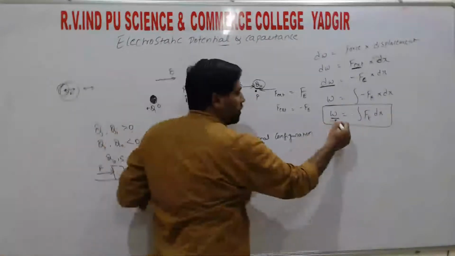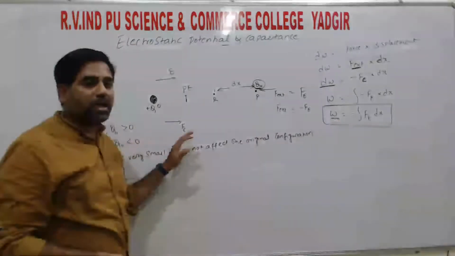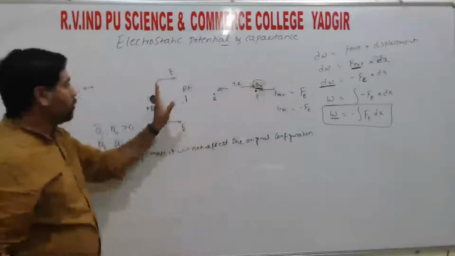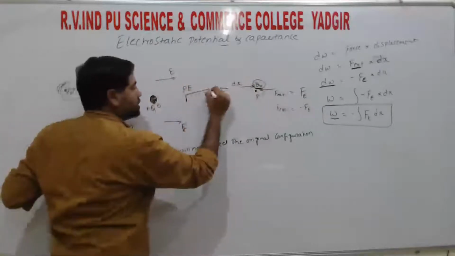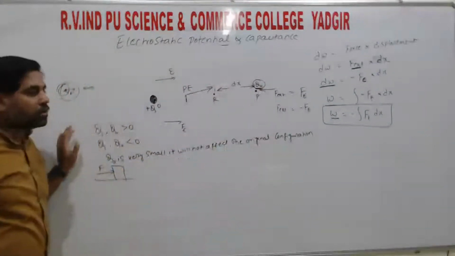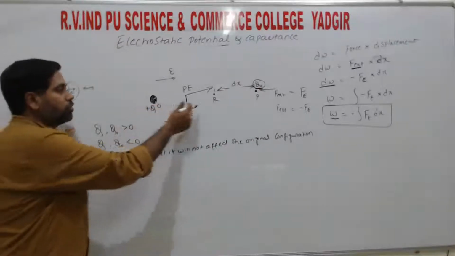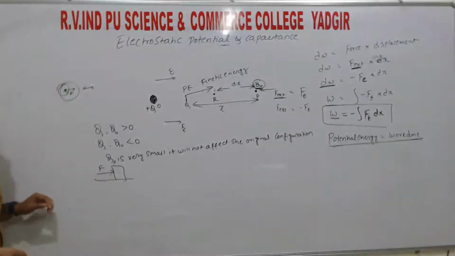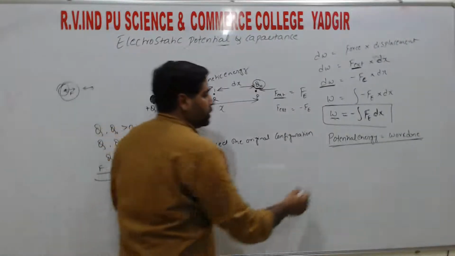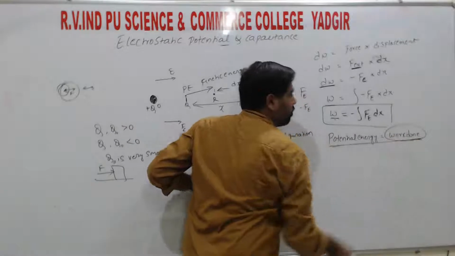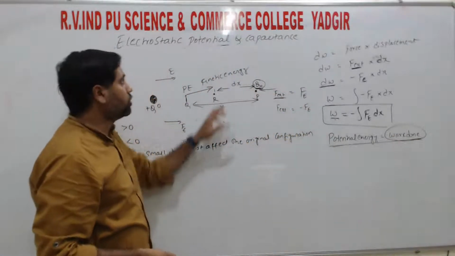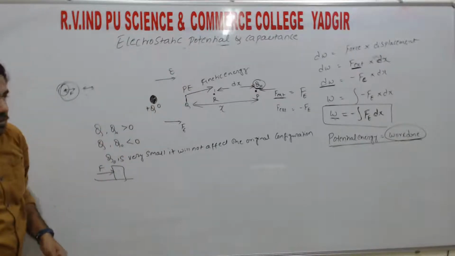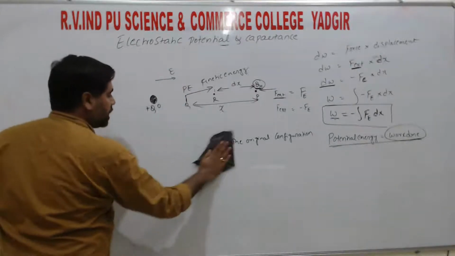Right? So this work done we call as the potential energy. After we remove this external force, due to the repulsive force of this charge, this charge will move away from the charge q. So the kinetic energy is equal to work done, right? So we need to find this work done, right? So that gives what? Electrostatic potential, right? So first we define the potential energy.